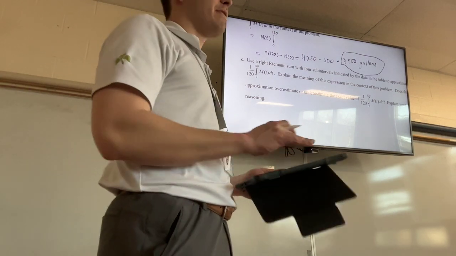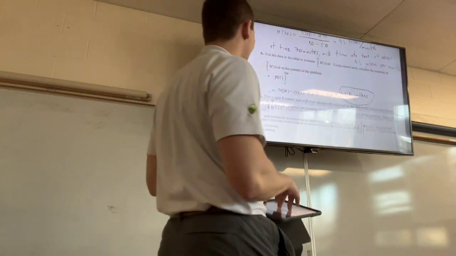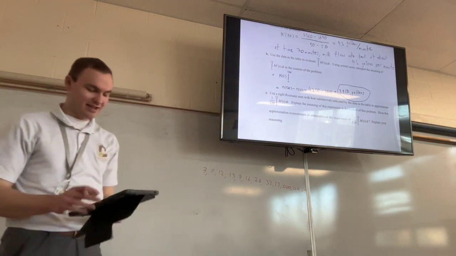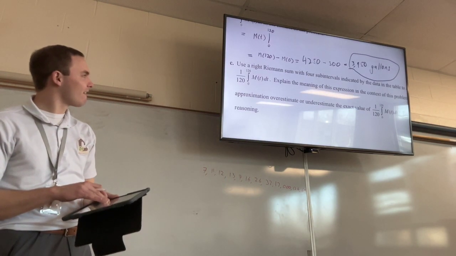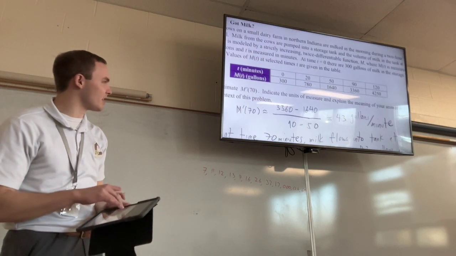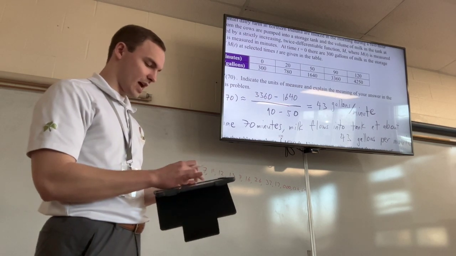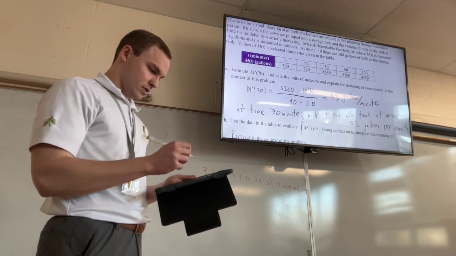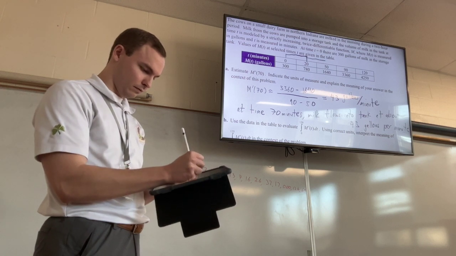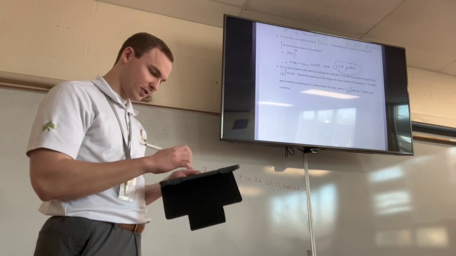Okay. How are we feeling about that? Feeling okay? All right, can we do C? Use a right Riemann sum with 4 subintervals to estimate that. We want to estimate the integral of M using a right Riemann sum. How do I do that? I'm going to have 4 intervals, so 4 rectangles.